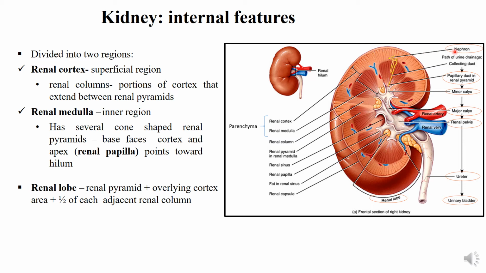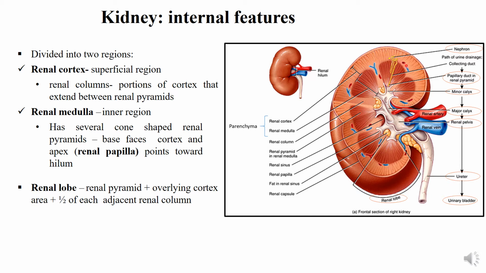And the nephron is located in the cortex, and the filtration of the blood and the process of urine production happen here. Some parts of the nephron are located in the cortex and some of them are located in the medulla.